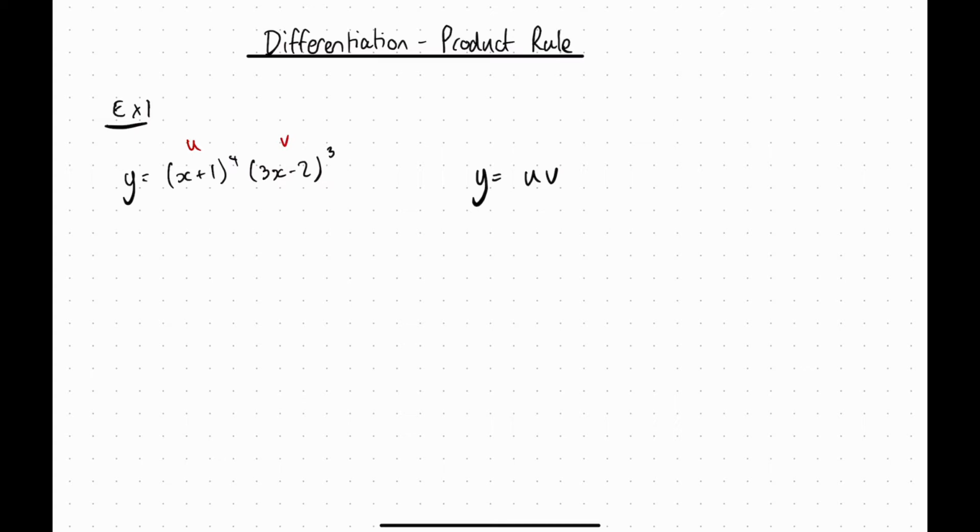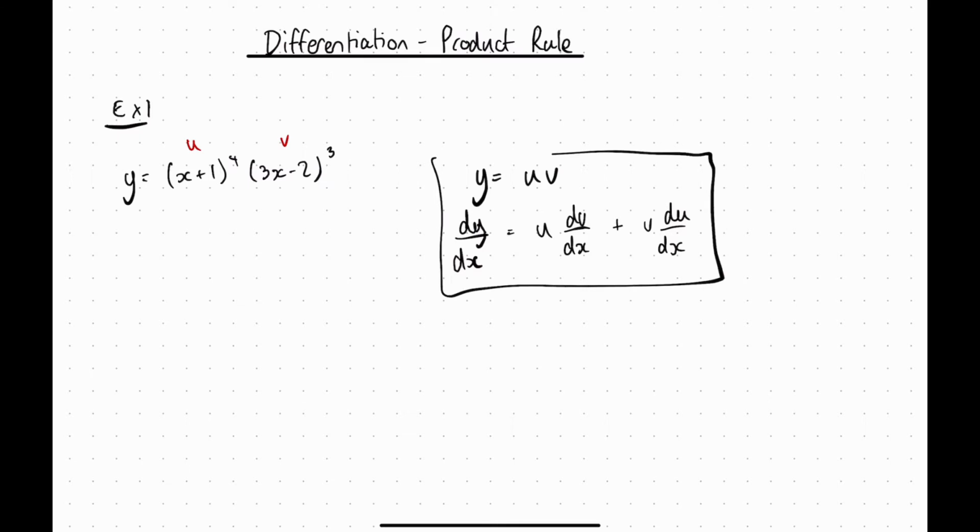And when you differentiate uv with respect to x, what you end up with is u dv dx plus v du dx. And that is the product rule. If you've got two things multiplied together, you can consider it as a first term times the differential of a second term plus the second term times the differential of a first term. And you just learn that and you do it. That's it. So, if u is x plus 1 to power 4, what is du dx?